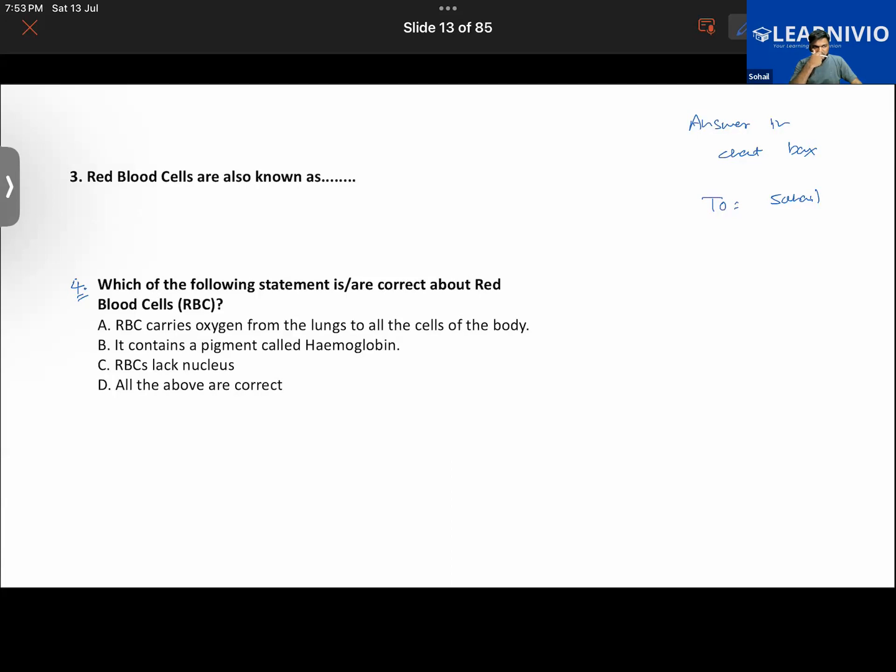I'm still waiting for others to answer the question. Did you see my answer? Where have you sent, Suleiman? Did you send on this ID or the other one? You have to send on this ID. Sir, I sent on the Learnivio by mistake. No, no, how will I be able to see that? Copy that and paste the answer here.